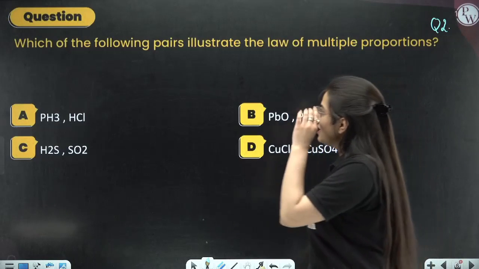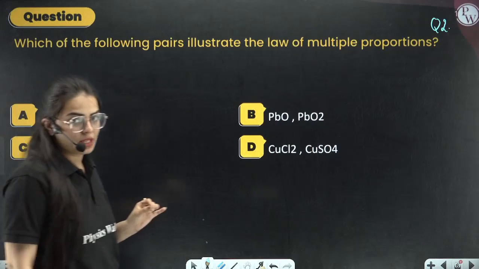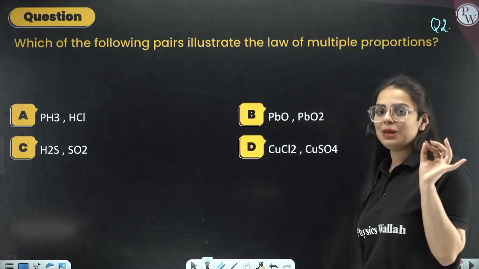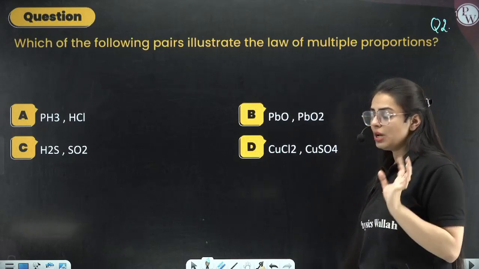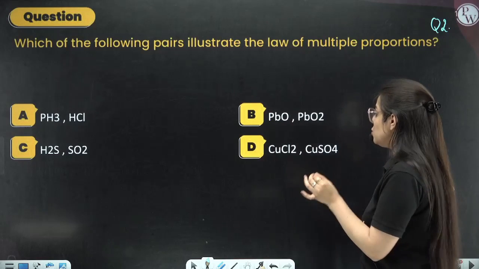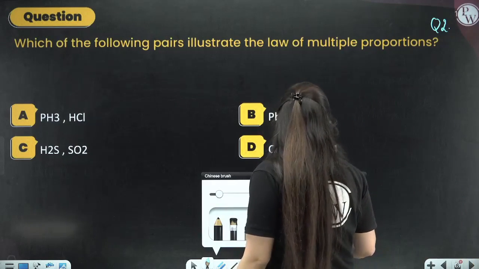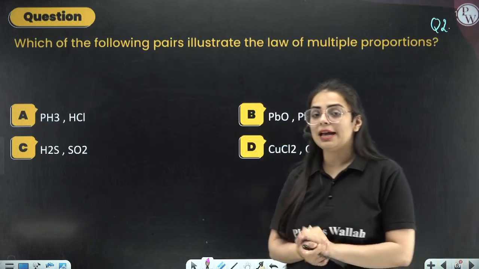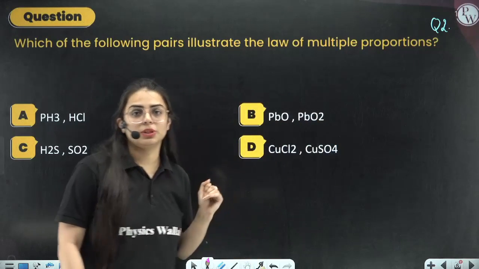Which of the following pairs illustrate the law of multiple proportion? Now you have been provided with the options. The A option is PH3, HCl. B option is PbO, PbO2. C option is H2S, SO2. While D option is CuCl2, CuSO4. Now students, first of all, I am giving you 2 minutes in order to solve this question. Kindly pause the video, solve the question on your own. Now match the answer with me.